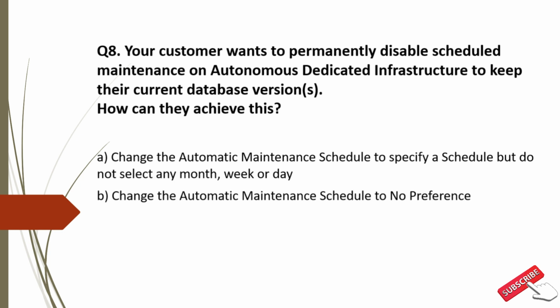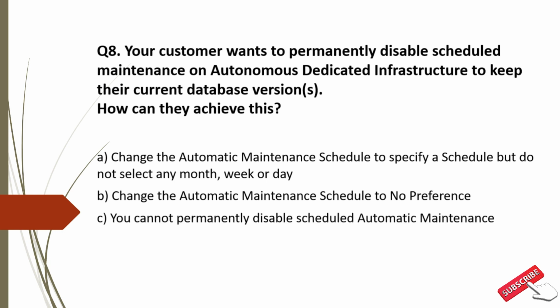B. Change the automatic maintenance schedule to no preference. C. You cannot permanently disable schedule automatic maintenance. D. Change the automatic maintenance schedule to none. Now analyze the options. Option A.